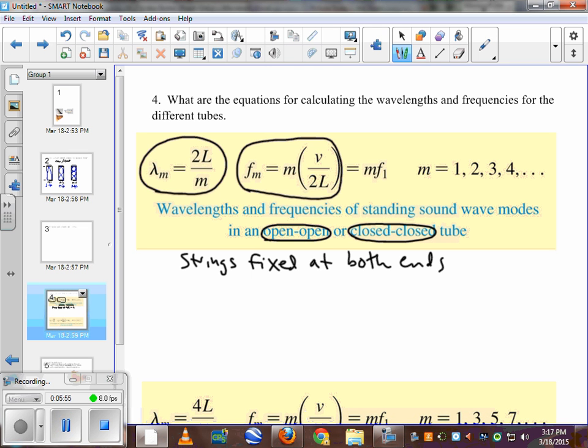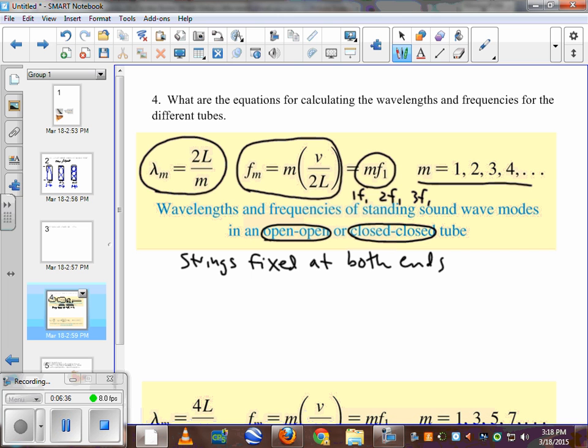And also, here's a new one that we learned about in the lab: M times F1. If you want to go to the third harmonic, you just multiply your first frequency by 3. If you want to go to the second harmonic, you multiply your first frequency by 2. And you'll see M equals 1, 2, 3, 4. So 1 times F1 is your first frequency, 2 times F1 is your second harmonic, 3 times F1 is your frequency for your third harmonic. So these are different equations for strings fixed at both ends and open tubes.